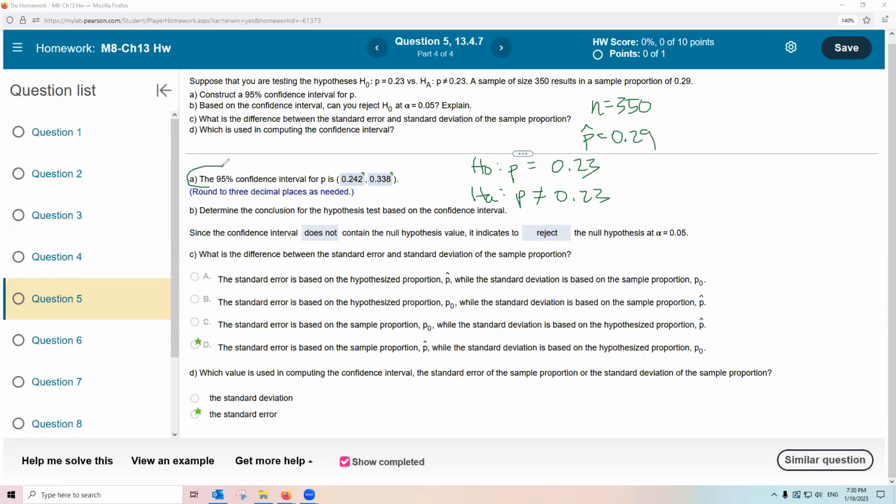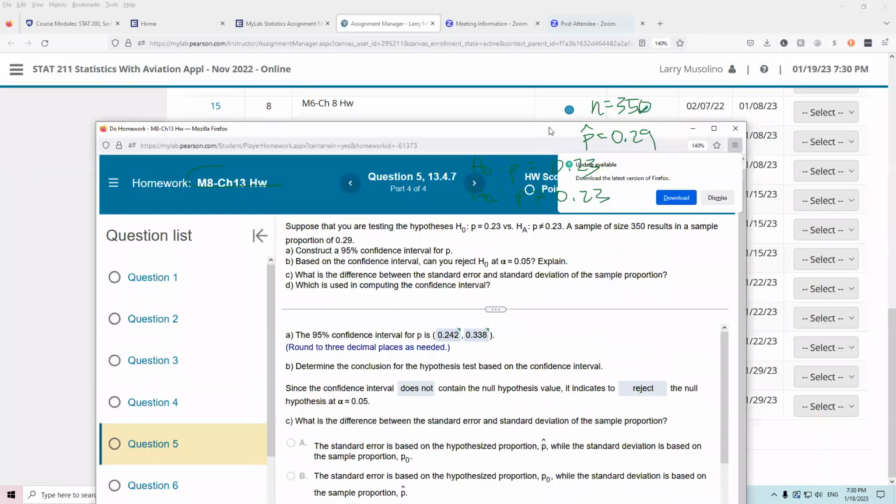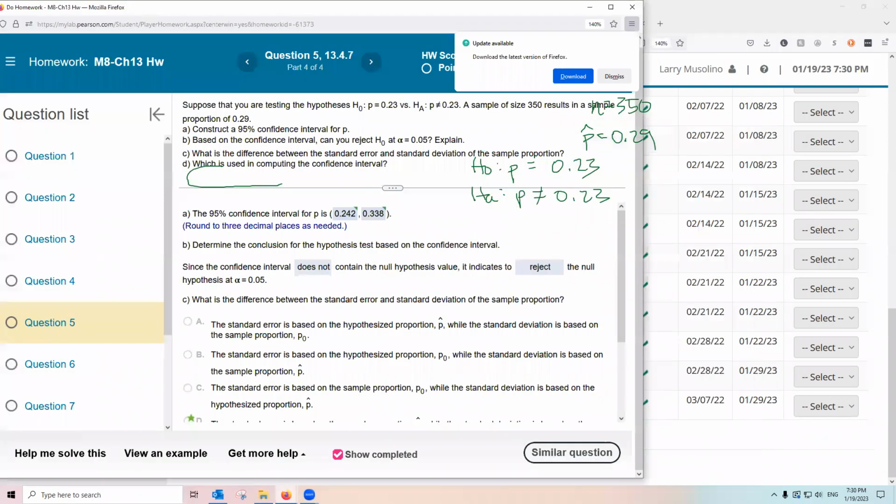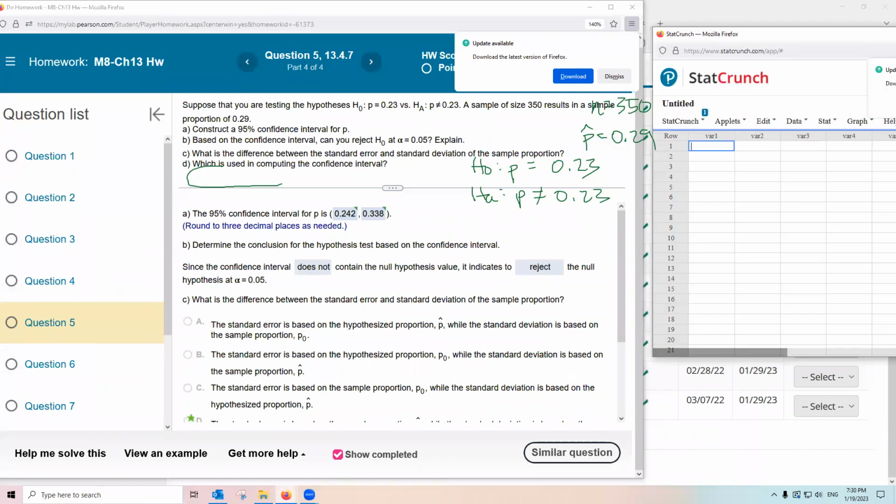Come up with a 95% confidence interval. Well, what I'd like to do here is kind of avoid a messy calculation. What I'd like to do instead is let StatCrunch do the work for me. So here's what I'm going to do. Let me bring up StatCrunch here side by side if I can.